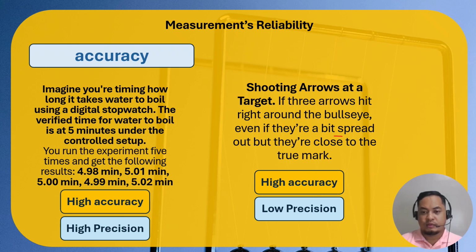I want you to bear in mind that if the result is spread out or slightly different, it's a low precision, because when we say precision, they are close together. The data is close together. The samples are close together, although it's not true all the time, right? Away from the accepted value. But in this case, they're close to the true mark. It's high accuracy, on the other hand. Okay, I hope you get it well.